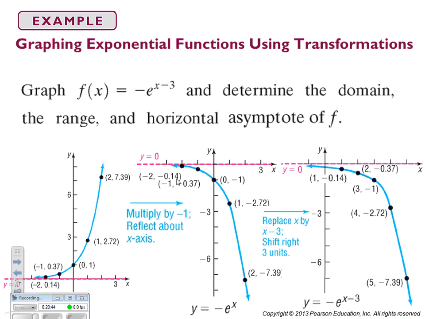And when we do that, does that change my range or my domain? Are there any restrictions on what I can input in for x? We know that we can still just put in all real numbers. And my range is going to be from 0 to negative infinity, not included. My horizontal asymptote is still at y equals 0.